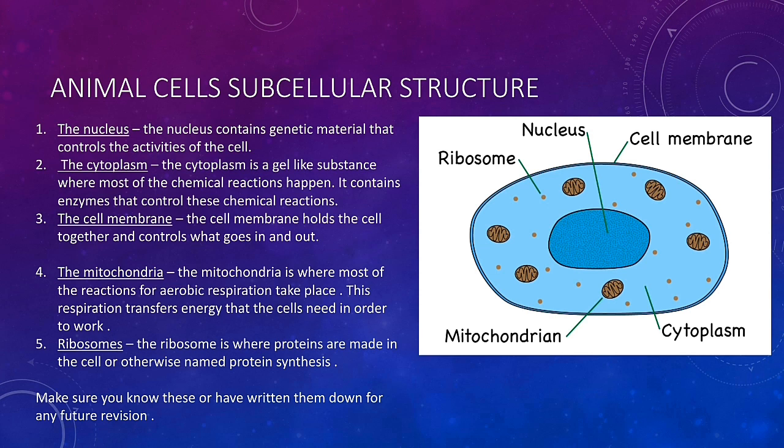3. The cell membrane. The cell membrane holds the cell together and controls what goes in and out. 4. The mitochondria. The mitochondria is where most of the reactions for aerobic respiration take place. This respiration transfers energy that the cells need in order to work. 5. Lastly, ribosomes. The ribosome is where proteins are made in the cell, or otherwise named protein synthesis. Make sure you know these or have written them down for any future revision.